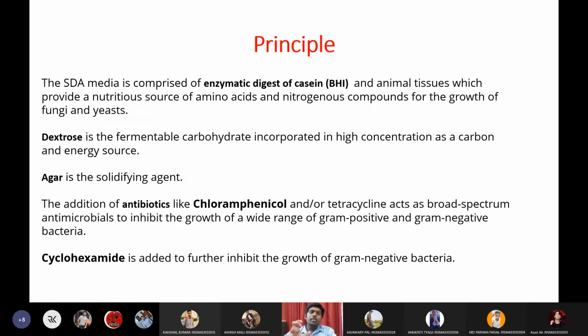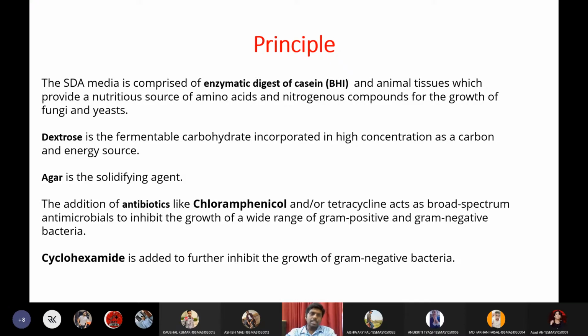Then we will add an antibacterial component, which is chloramphenicol, to the media. So this chloramphenicol will act as an antibiotic, and it will kill a wide range of gram-positive and gram-negative bacteria. So chloramphenicol is a powerful antibiotic, which will inhibit the growth of gram-positive and gram-negative bacteria.